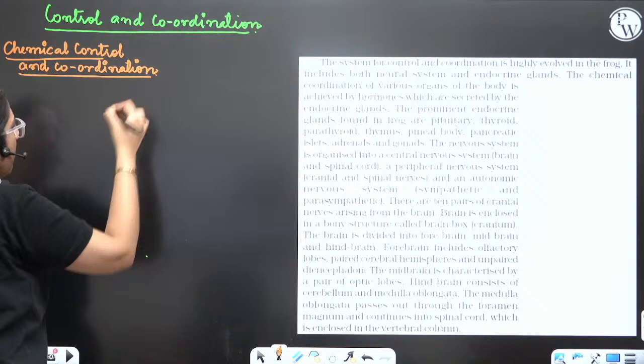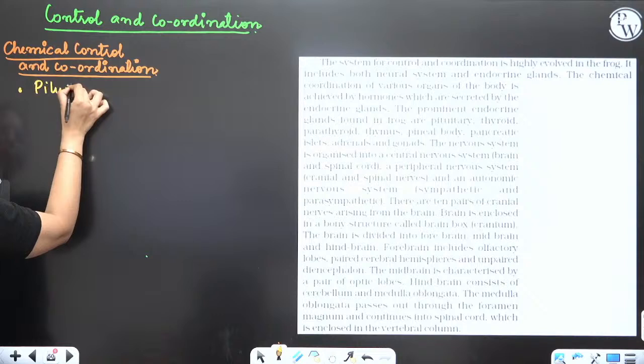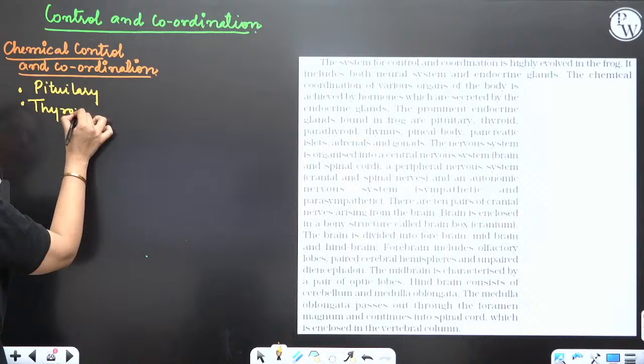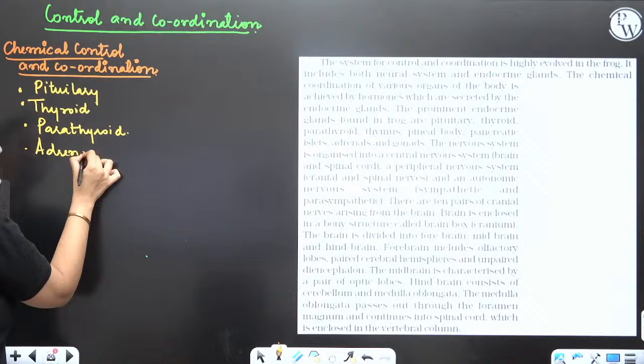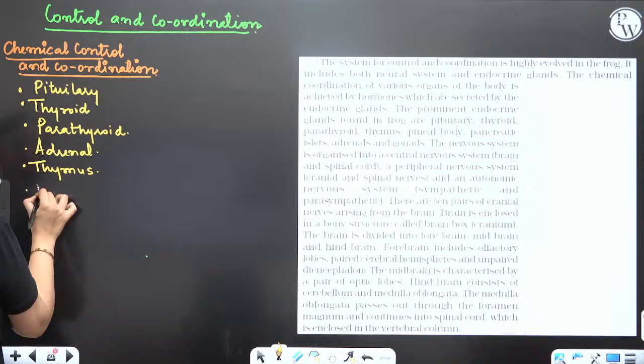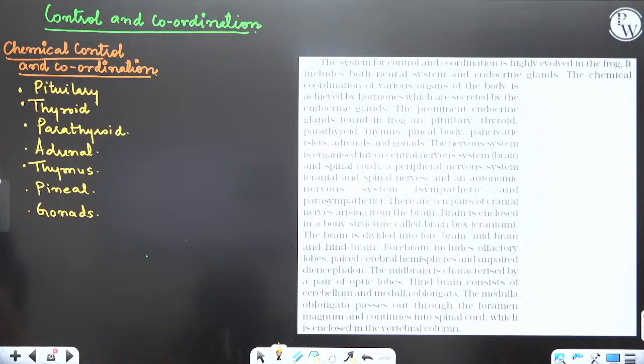In chemical control and coordination, they have some glands. What kind of glands are there? They have pituitary, thyroid, parathyroid, adrenal gland, thymus gland, pineal gland, and gonads. So they have all the glands which we have for chemical coordination. They will have some secretions. Clear?